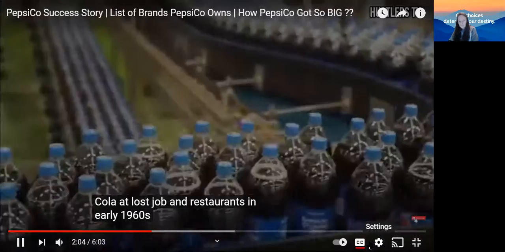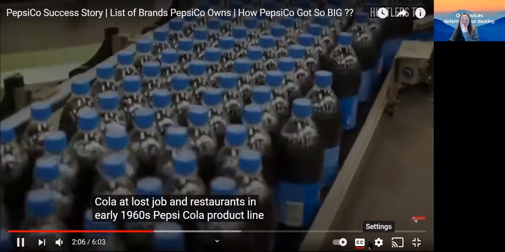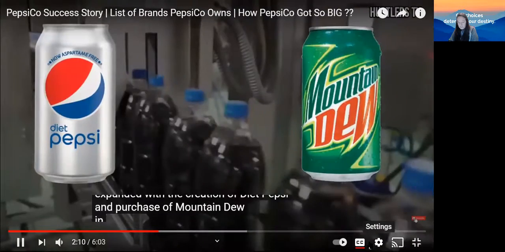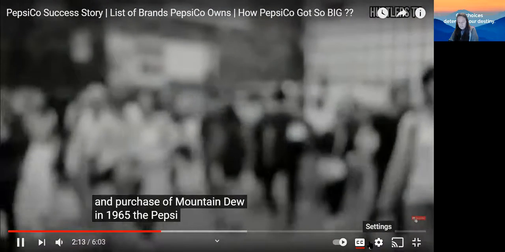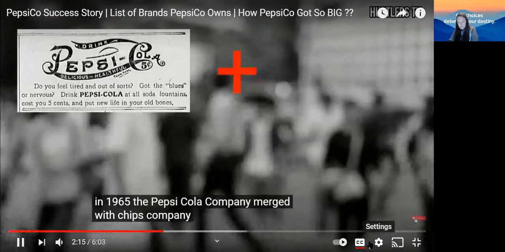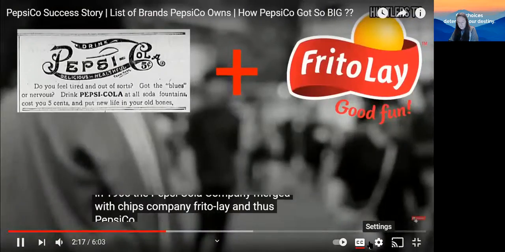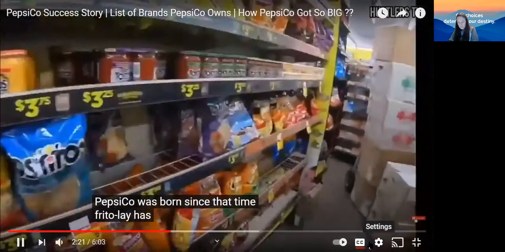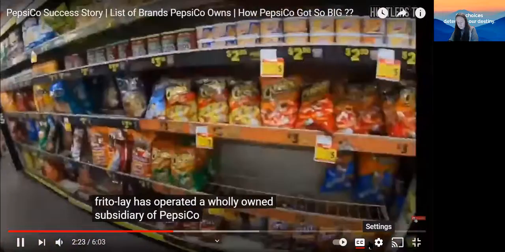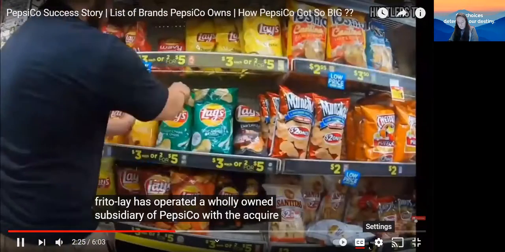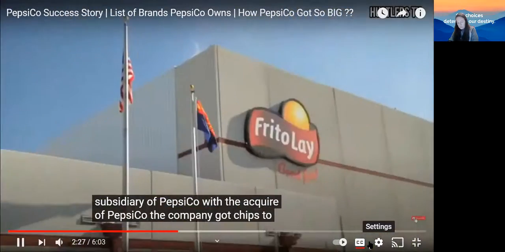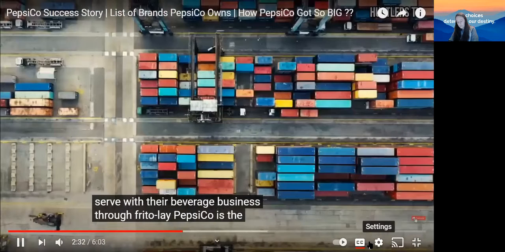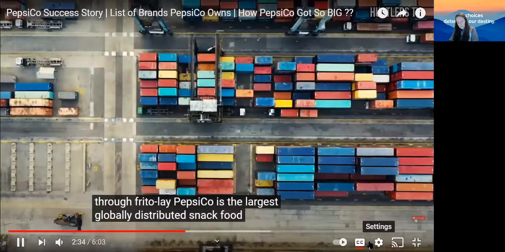In the early 1960s, Pepsi Cola's product line expanded with the creation of Diet Pepsi and the purchase of Mountain Dew. In 1965, the Pepsi Cola Company merged with chips company Frito-Lay, and thus PepsiCo was born. Since that time, Frito-Lay has operated as a wholly owned subsidiary of PepsiCo. With the acquisition, the company got chips to serve with their beverage business. Through Frito-Lay, PepsiCo is the largest globally distributed snack food company.